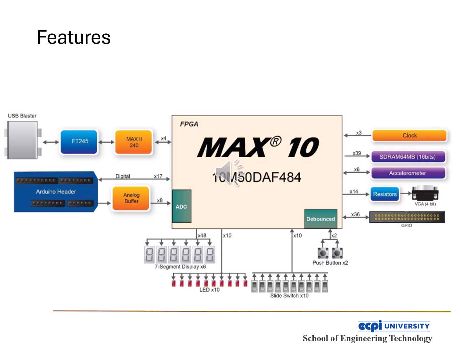Right below the FPGA, you've got a 7-segment display, great for visual output like numbers or letters, 10 LEDs for status indicators, 10 slide switches, and 2 push buttons, all debounced to prevent noisy signals.